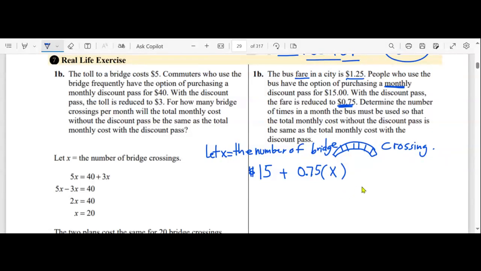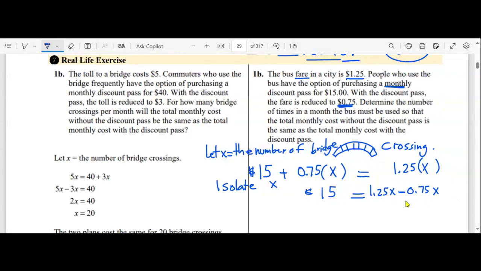This should equal what? 0.75 X plus 15 should equal what? How many times are you going to use the bus without the discount? We don't know. X. So now what should I do? I need to isolate X. So I will keep this together, right? 1.25 X minus 0.75 X equals what?